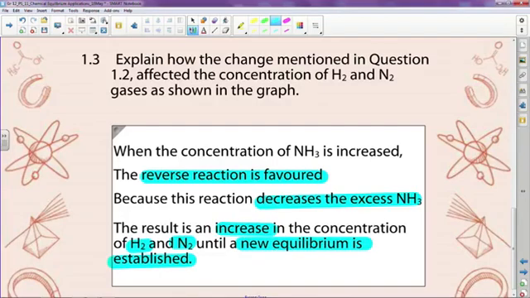Okay, so what am I looking for when you write these answers? First, tell me what happened, how did the reaction react to that, and what was the result? The way to remember it is: what's the stress, how does the equilibrium shift, what's the result on the concentration? Okay, very, very important.